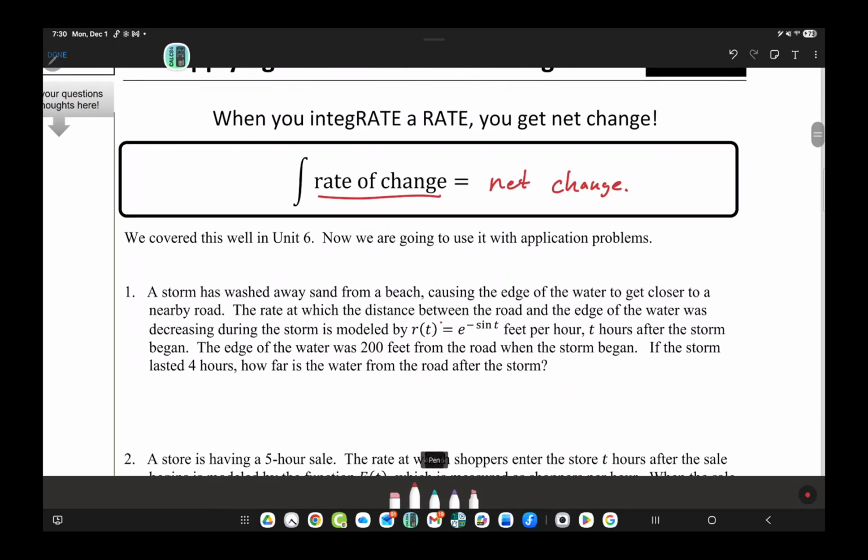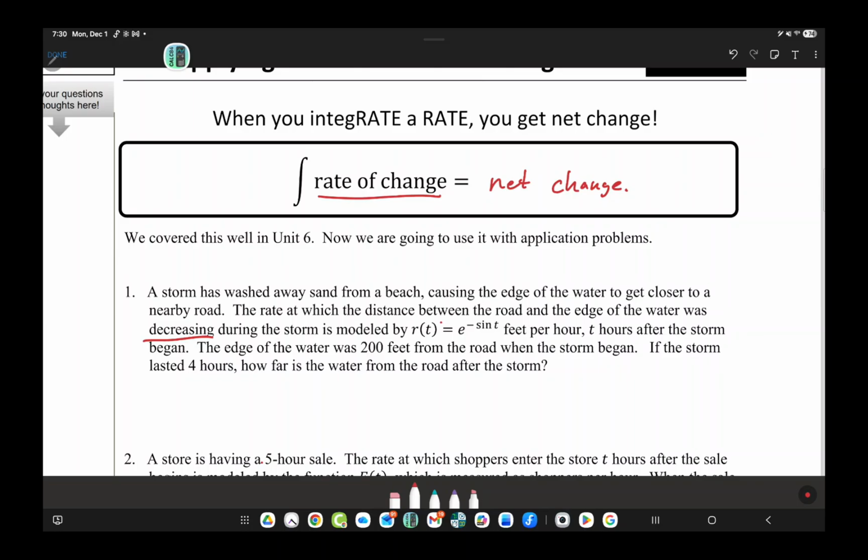So, a storm has washed away sand from a beach, causing the edge of water to get closer to a nearby road. The rate at which the distance between the road and the edge of water was decreasing. That's an important term there, decreasing. During the storm is modeled by this function, feet per hour. T hours after the storm began, the edge of the water is 200 feet from the road when the storm began. If the storm lasted 4 hours, how far is the water from the road after the storm?